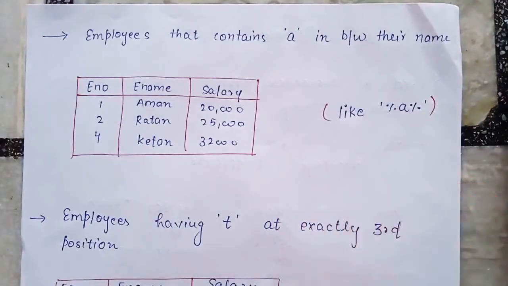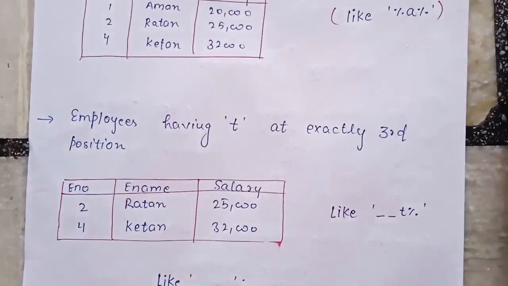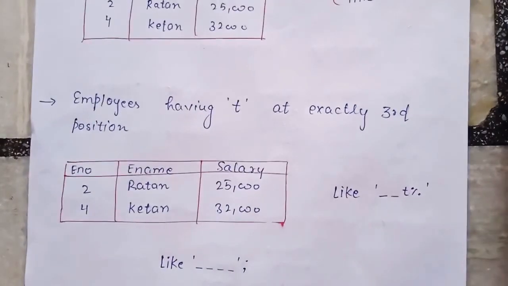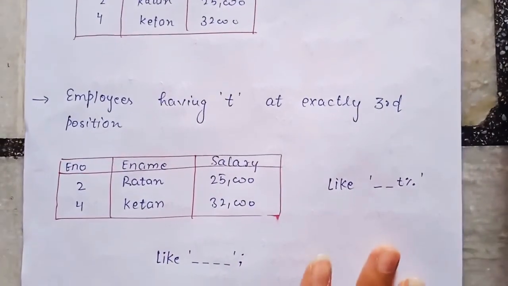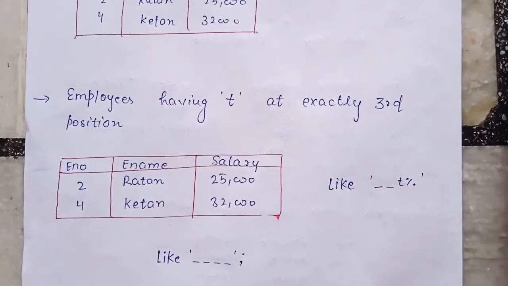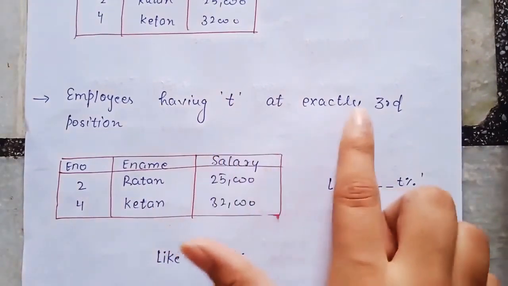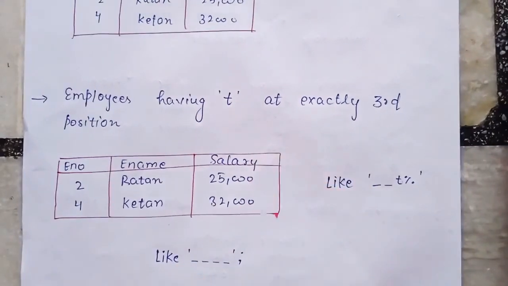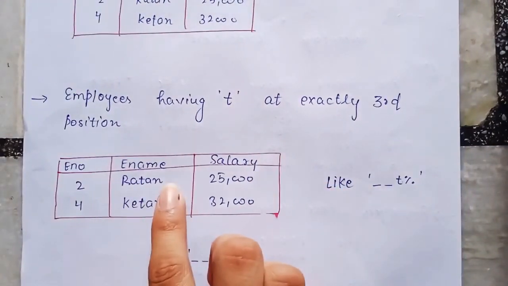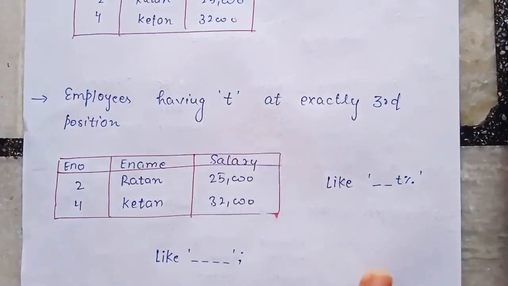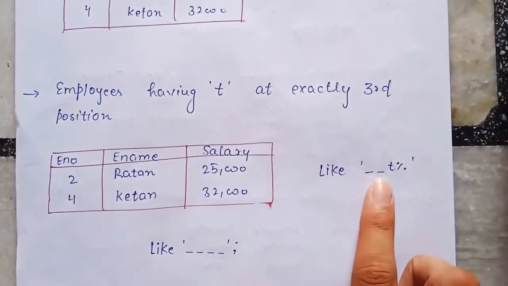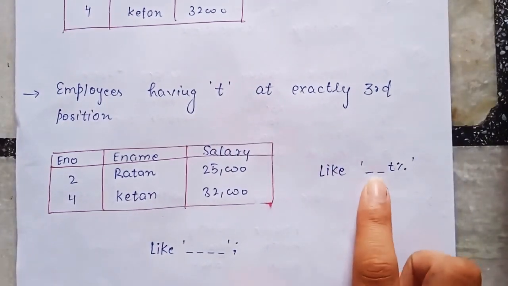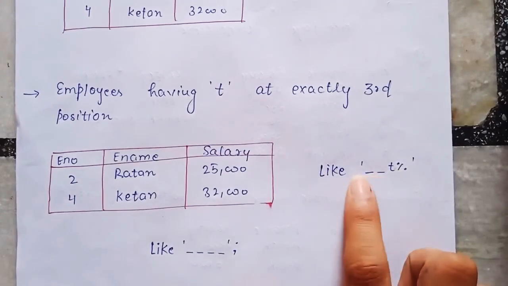It's used for approximate comparisons. Now let's see the use of the underscore. As I told you, it's used for exact comparison. For example, if we want to find employees having T at exactly the third position, we have complete information that the name will have T at exactly the third position. We write the query like this: underscore underscore T, that is first, second, third.